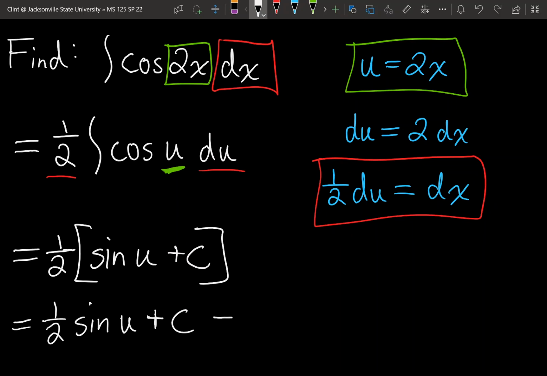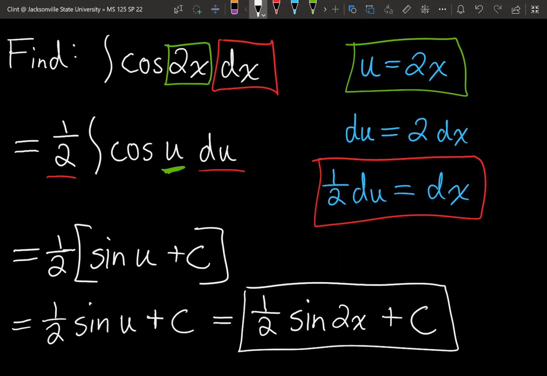And then one more step, we wanted the antiderivative in terms of x, so we just undo our substitution. So instead of sine of u, we got sine of 2x. And there's our antiderivative in terms of x. Questions on that one? Okay.